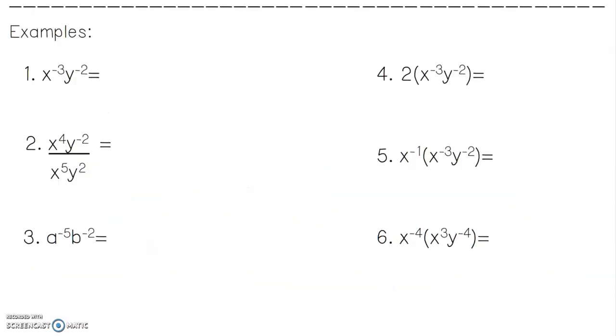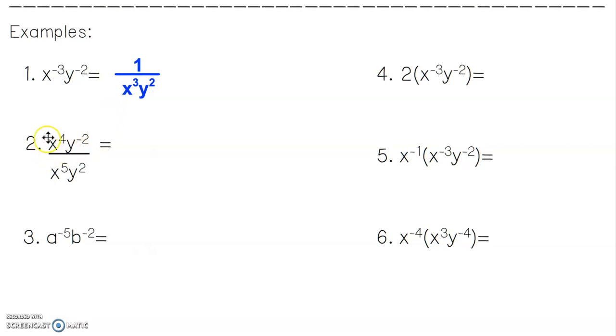All right, let's take a look at some examples. X to the negative 3, y to the negative 2. We're not going to leave our expression written with negative exponents. So this is like saying this is over 1. So we can write it with a fraction bar, and we can move that negative 3 to the bottom and that negative 2 to the bottom. So that's going to look like 1 over x cubed y squared.